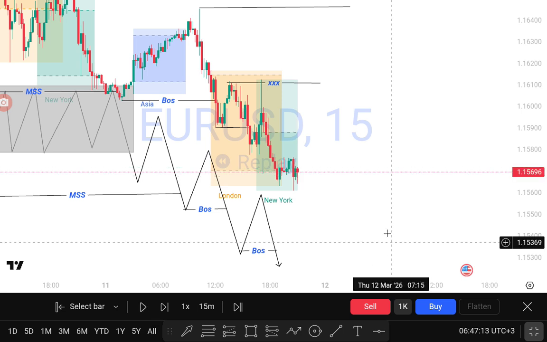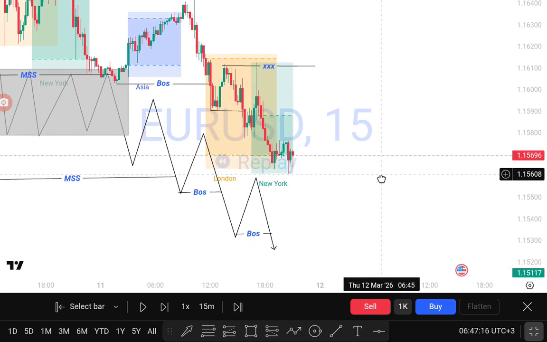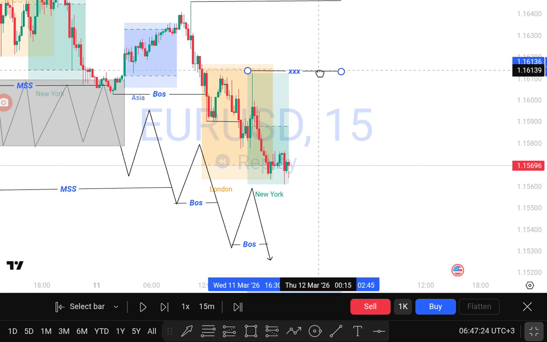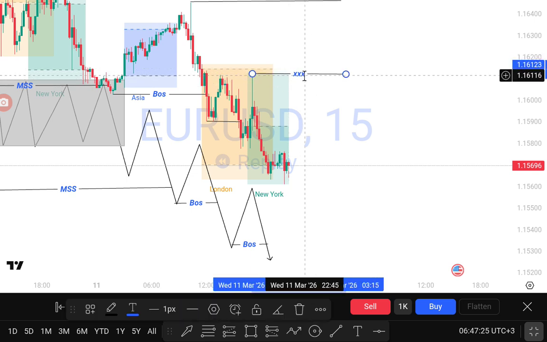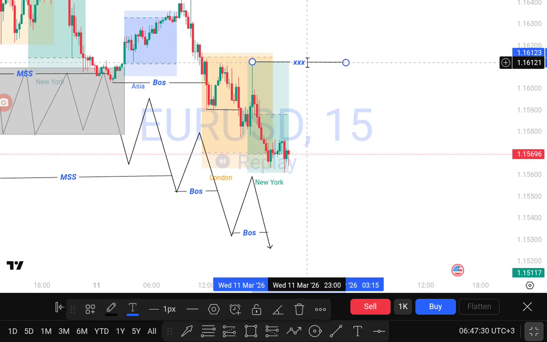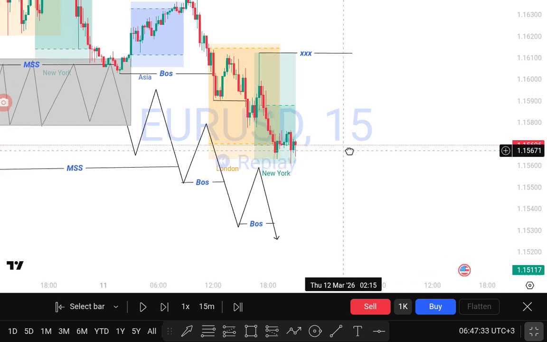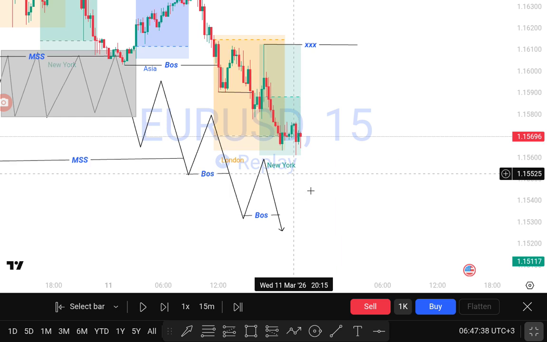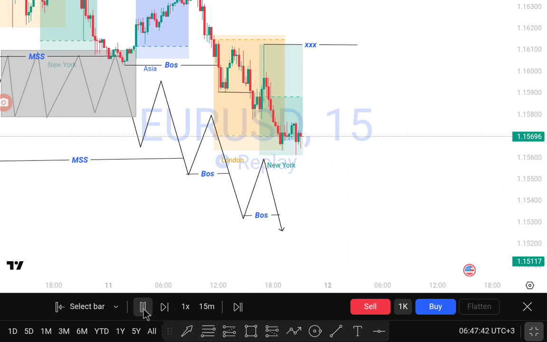Now look at this. Since this high has been swept, we can now mark this as our higher high. Now this is not a pullback. Let's continue to play prices and see what they're going to do.